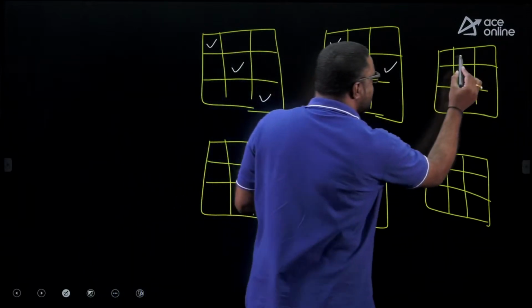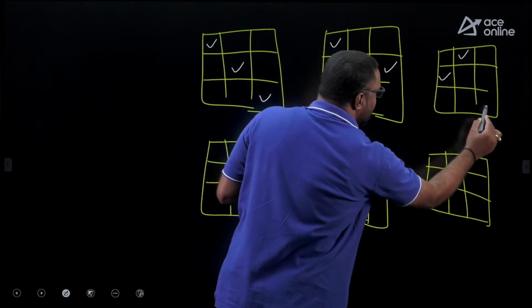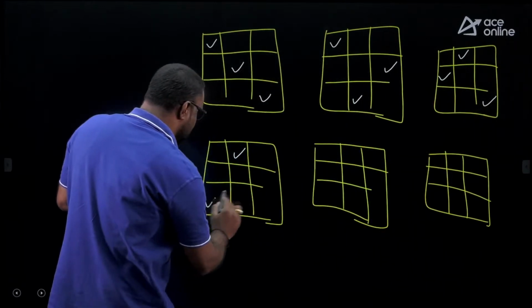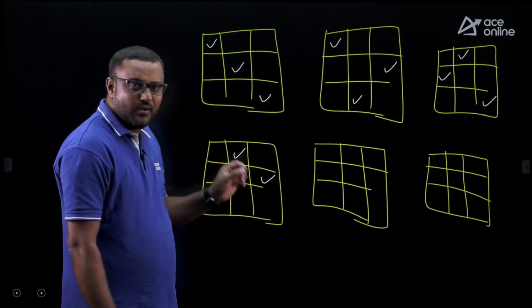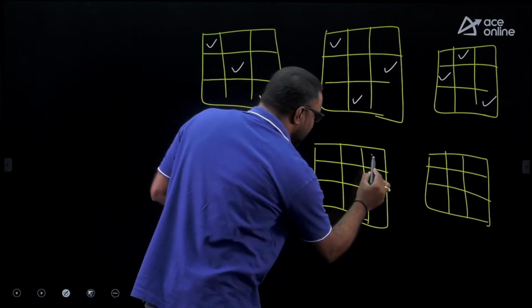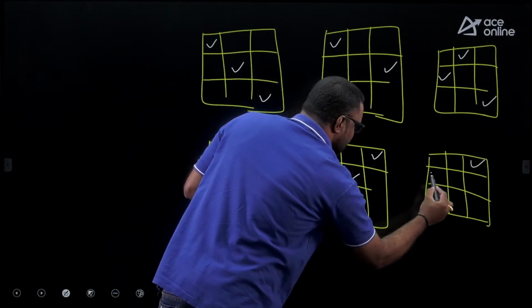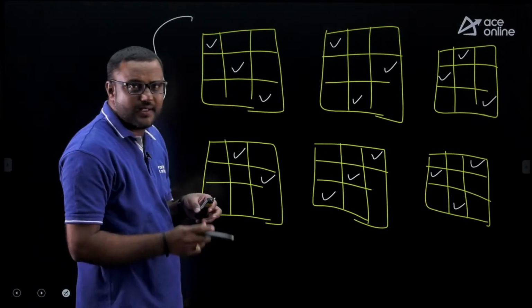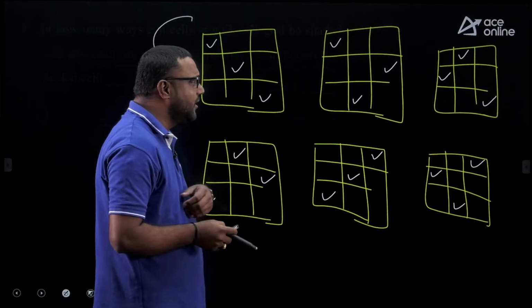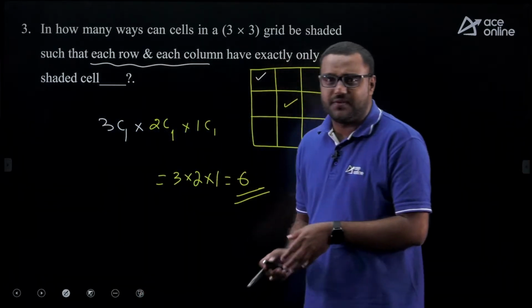Next, I'm going with this. When I go with that, it may be here, or here, or here. You can observe this also, each row or each column has only one box shaded. Then finally, like this. You can see these are the 6 combinations where the entire condition they mentioned, 1 row, 1 column, only one box to be shaded, will be satisfied.